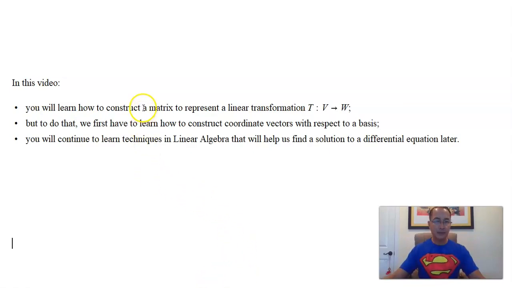And notice that the article here is "a" matrix because there is no unique matrix for a linear transformation, as we will see in a little bit. So to do that, we will first need to learn how to construct what are called coordinate vectors with respect to a basis for the domain and for our codomain.